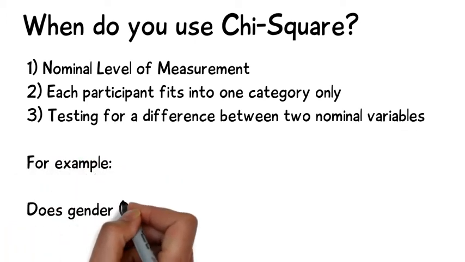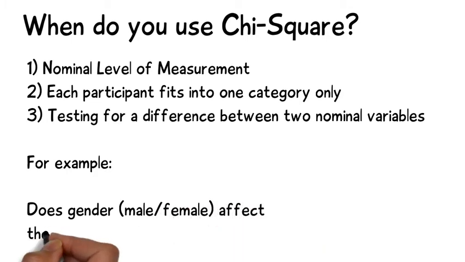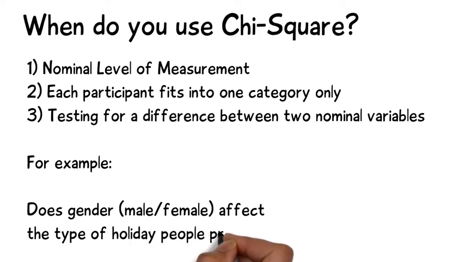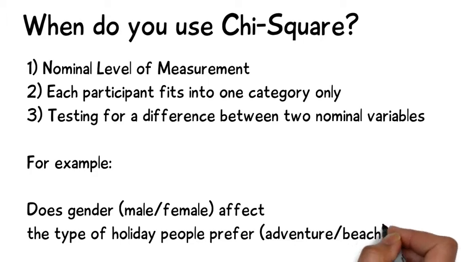So for example, does gender, male, female, affect the type of holiday people prefer? So adventure or beach. And those are nominal data.